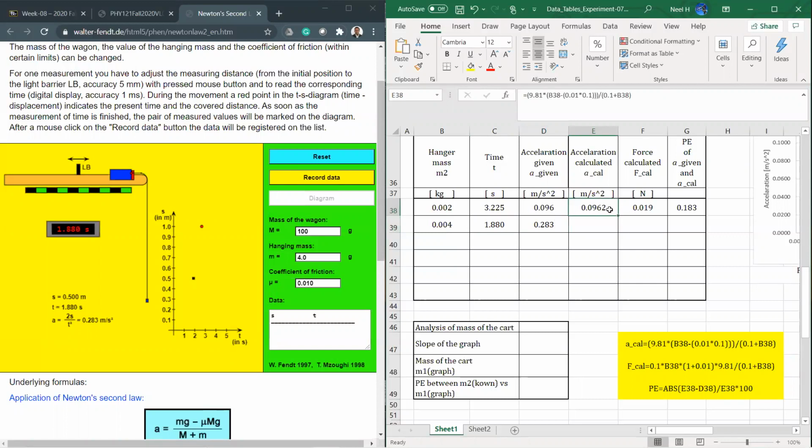Acceleration calculated, I can click and drag this. Almost the same. Force I can click and drag. Percentage error also we can click and drag. And that's all. Just reset and increase the hanger mass to 6. Repeat it like we did earlier. 0.006, time 1.470.